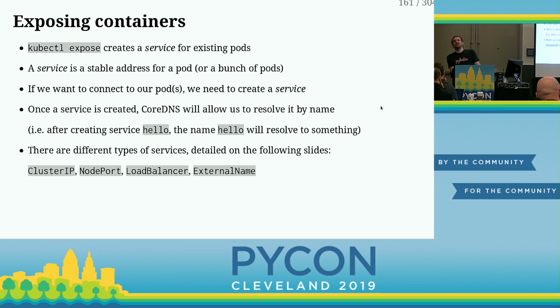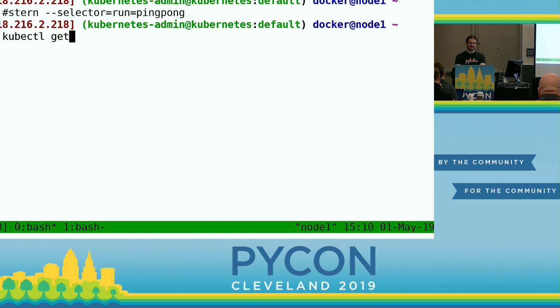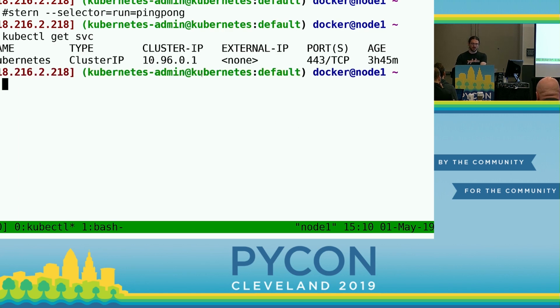We have different types of services depending on basically where the traffic comes from. So we have cluster IP services, which are purely internal services, just like the Kubernetes service that we saw a little bit earlier. It just has a cluster IP and that's it. So this is purely internal communication.